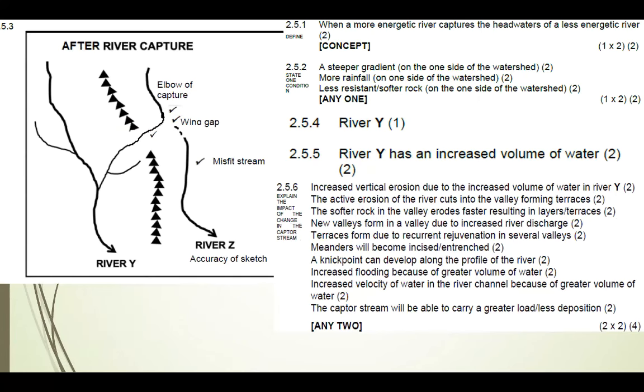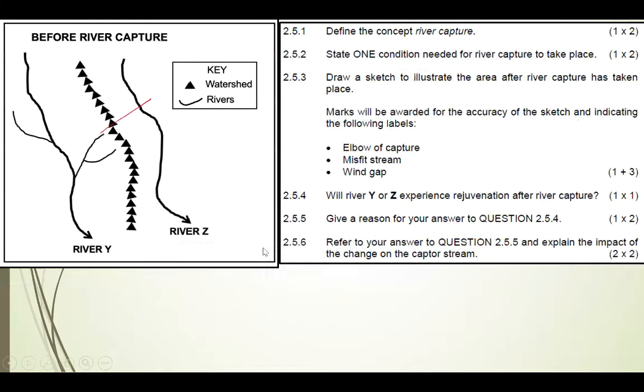So this is river Y. It is going to experience rejuvenation because it is going to gain more water. But river Z cannot rejuvenate because it has lost water, so it has lost energy. The question says, give reasons for your answer. We have already given that answer. And explain the impact of the change of the captured stream.